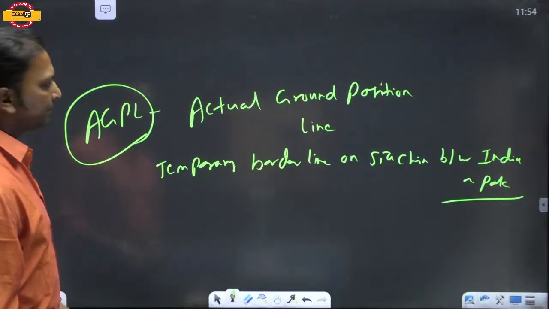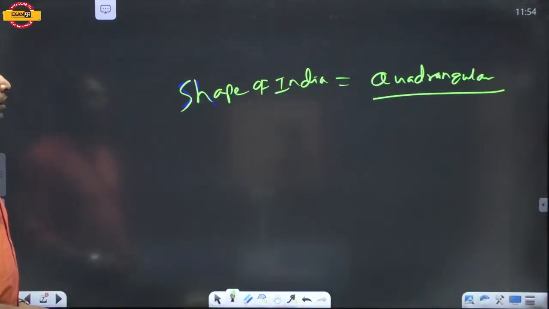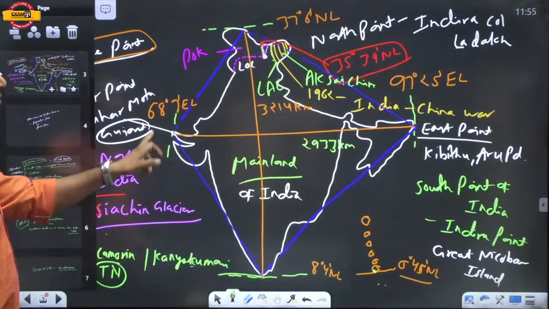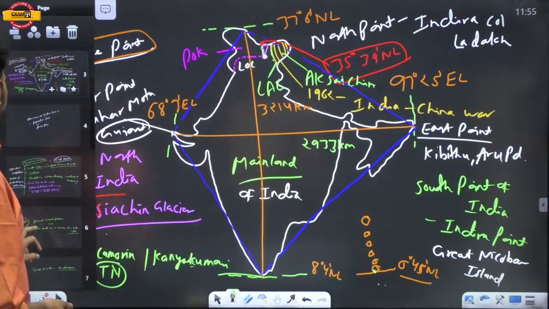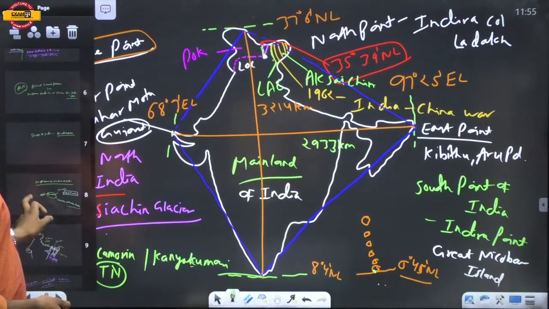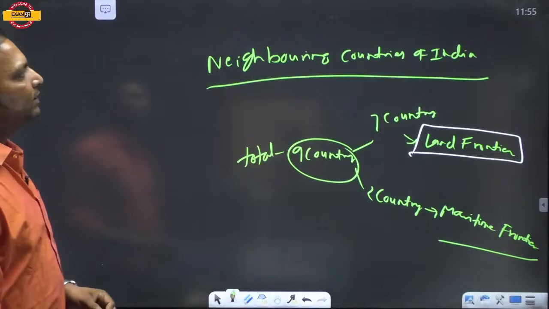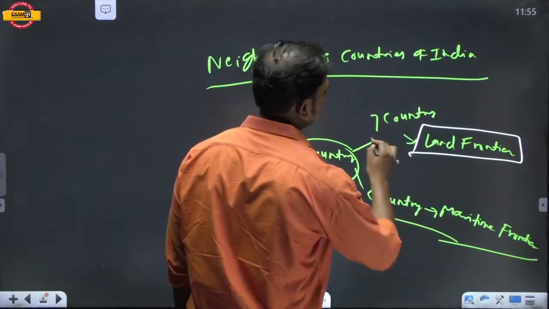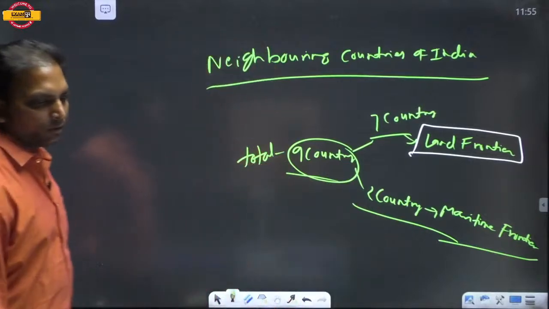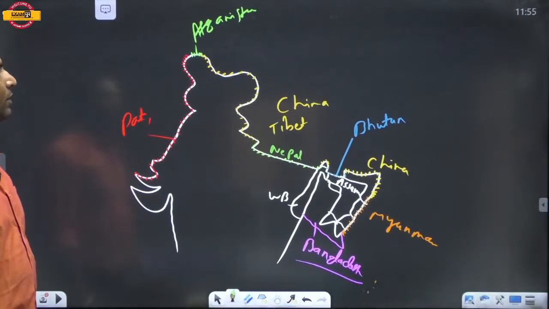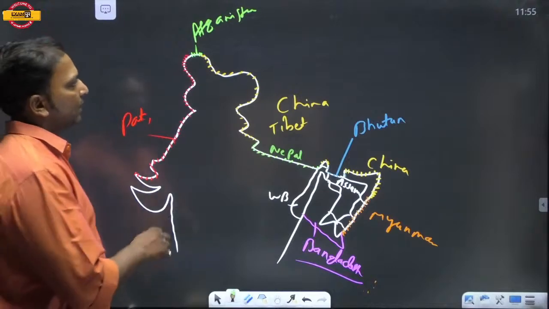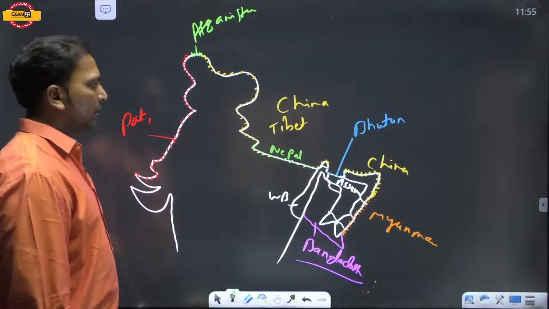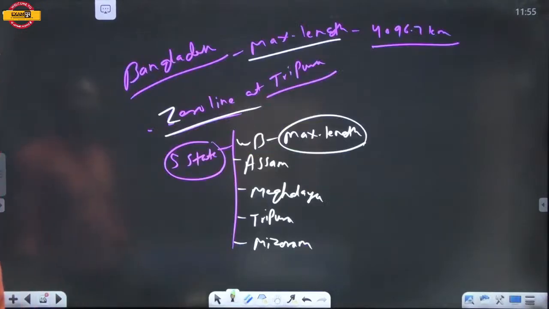The shape of India is quadrangular. Next we have taken the neighboring countries of India. In total there are 9 countries, 2 with a maritime frontier and 7 with a land frontier. About the land frontier, we can see Pakistan, Afghanistan, China, Nepal, Bhutan, Myanmar, and Bangladesh. And we have taken the details of these countries also.